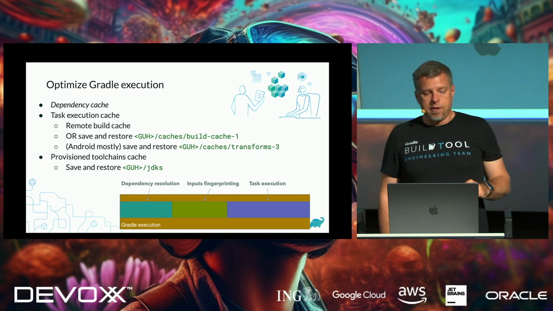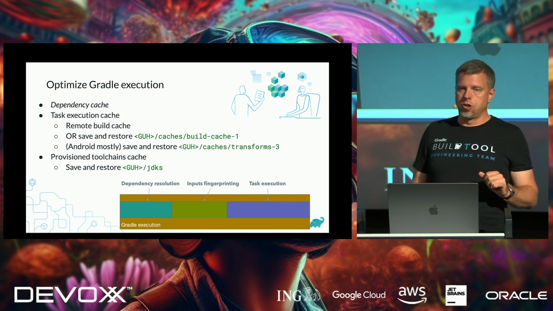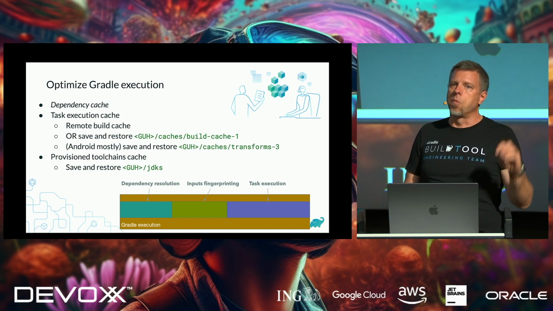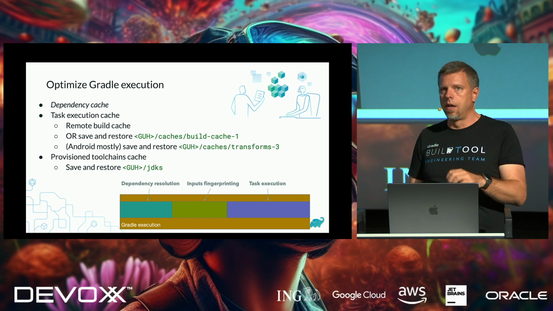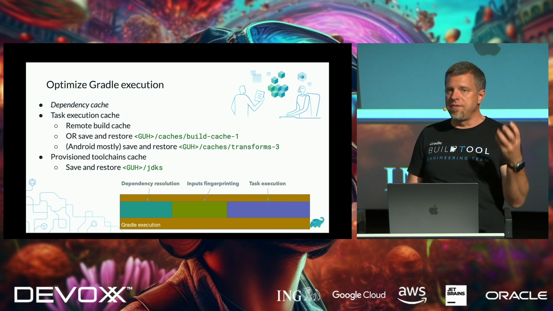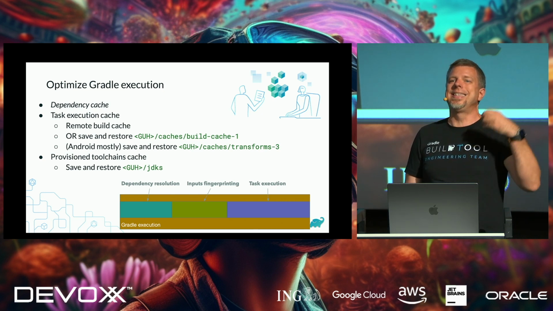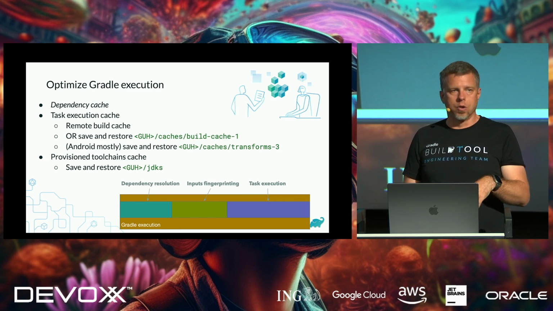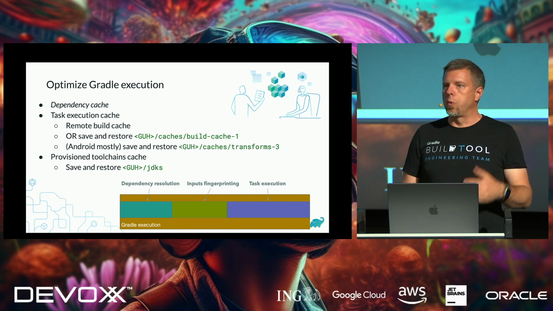Another one is the provision toolchains cache. So toolchains in Gradle is a feature that allows your build to actually compile and execute your test with a JDK version that is specified by the build configuration and is independent of the Java version that runs the build itself. So Gradle today does not support Java 21.